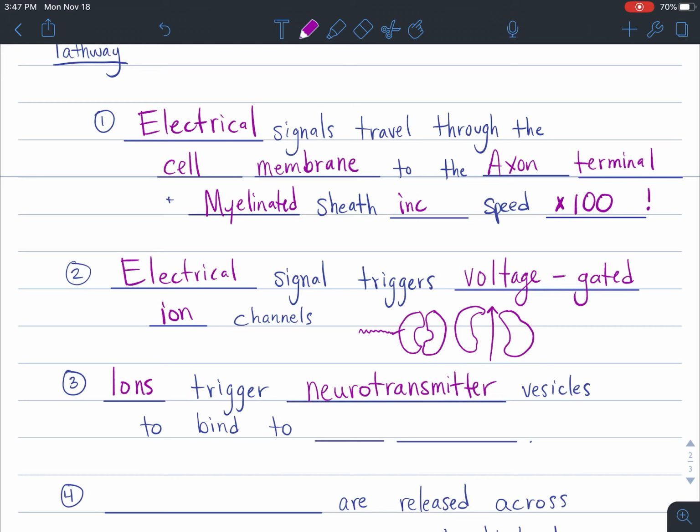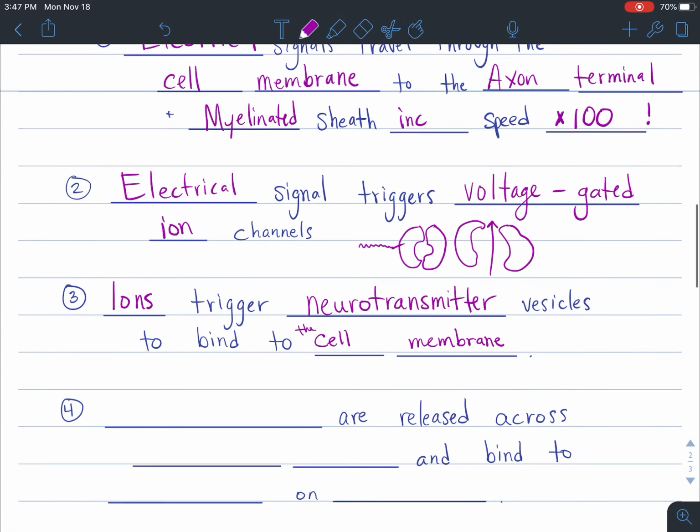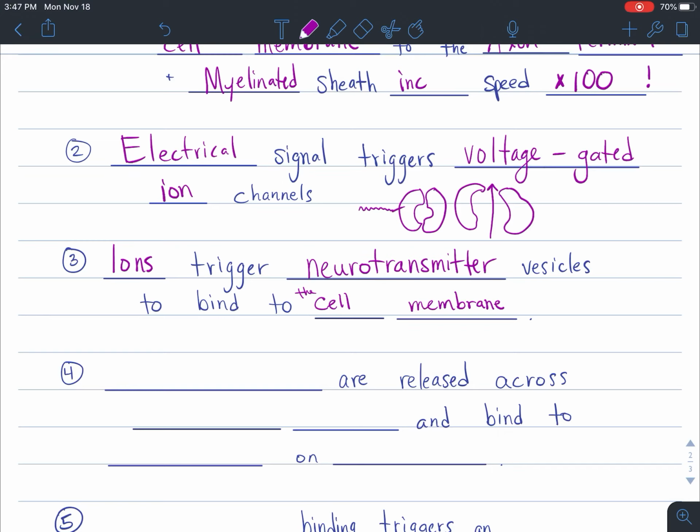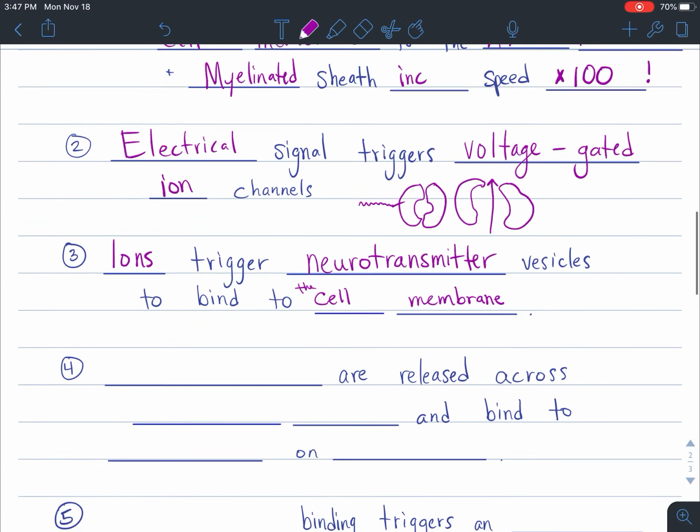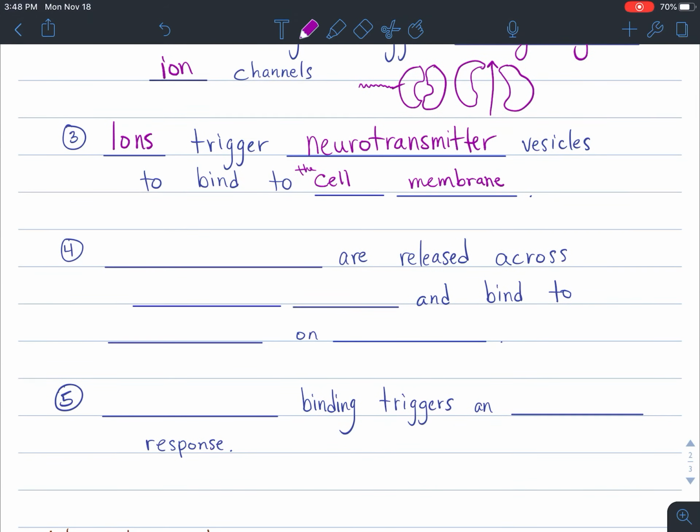So ions trigger neurotransmitter vesicles, which are just pouches of neurotransmitters, to bind to the cell membrane. Because the neurotransmitters are inside of the neuron, they need to get over to the next neuron. So the neurotransmitter is our chemical signal. In order to get it over there, those chemicals are inside of a vesicle. The vesicle binds to the cell membrane, and then they get pushed out of the neuron so they can enter the synapse, which is the gap between the neurons.